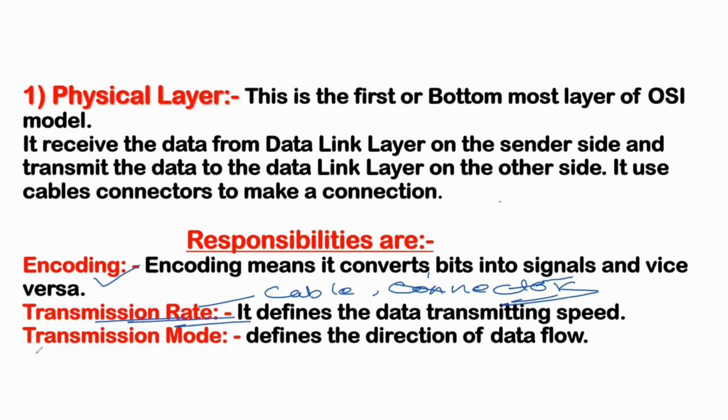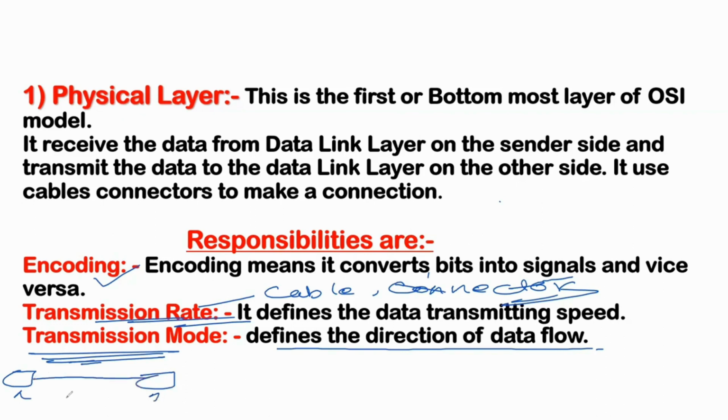Okay, and next is transmission mode. Transmission mode defines the direction of data flow. This layer also defines the direction of data flow. Direction means what? Suppose you have two devices connected to the network. On this layer it is decided whether your data will be in simplex mode, half duplex, or full duplex. I think you have heard about these things, simplex, half duplex, full duplex.